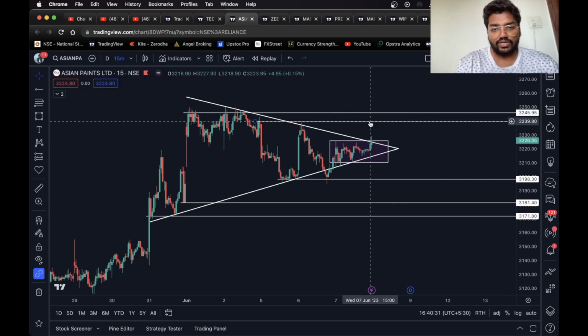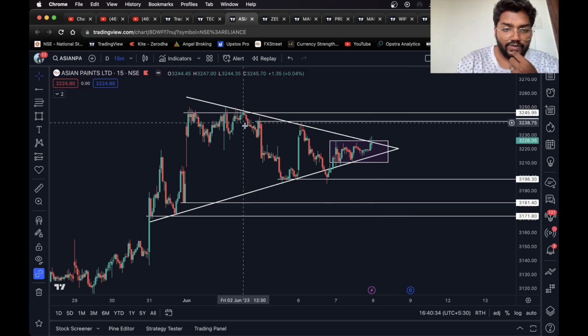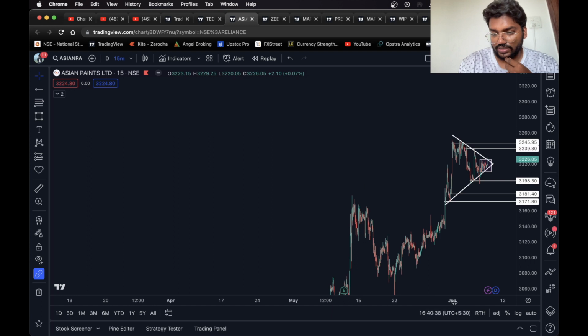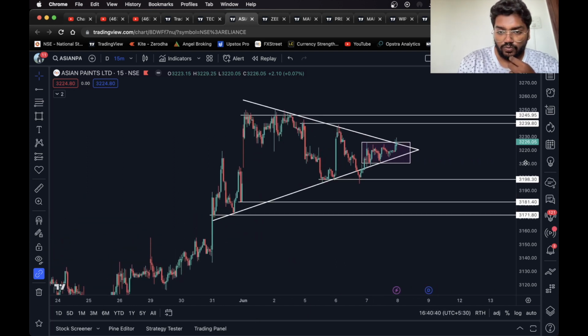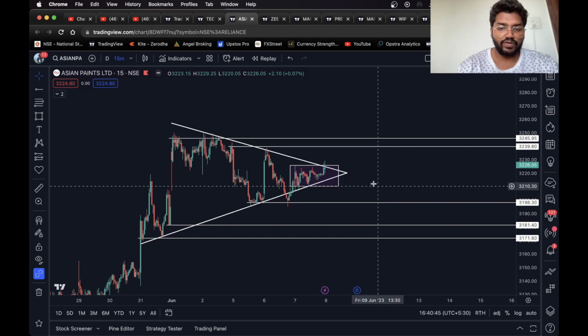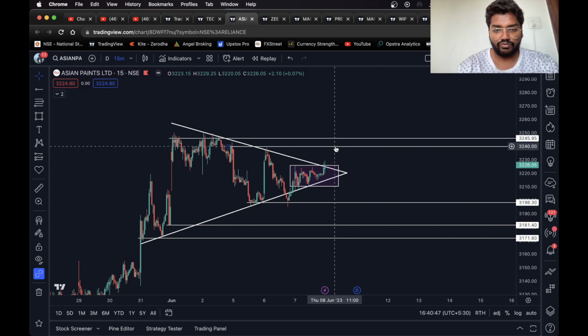This is a very small target. What you can do is you can just zoom out and see if there are any levels. As you can see, there are no levels. So what you can do is you can consider pivot as your target. You can consider one or two pivot. These are just important levels, so be careful.